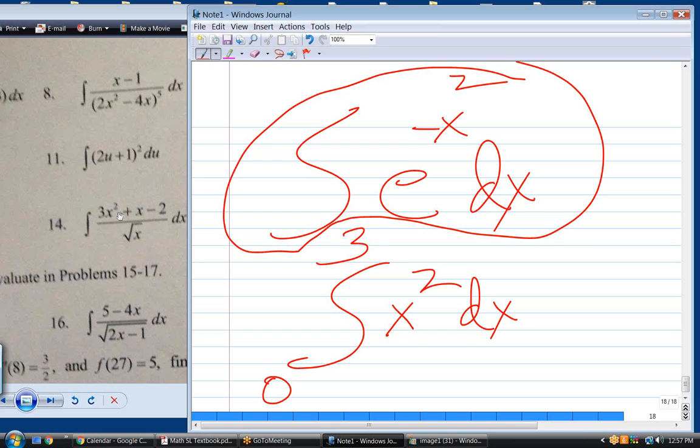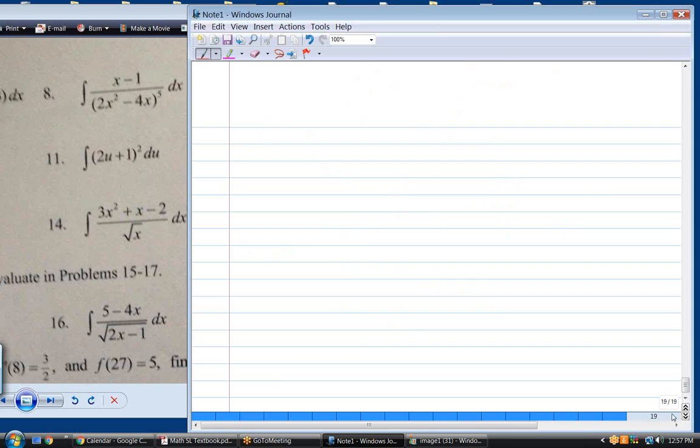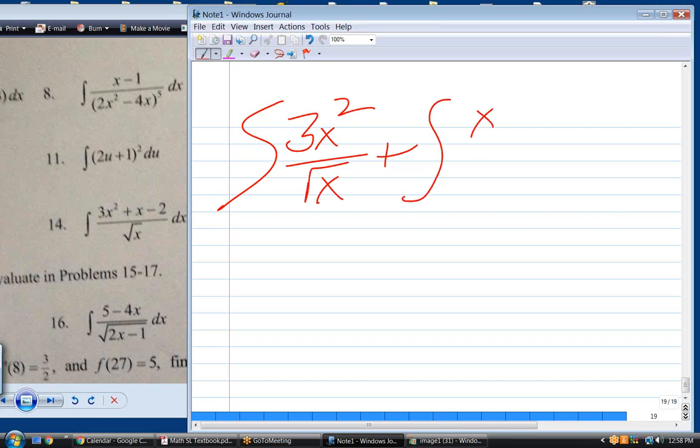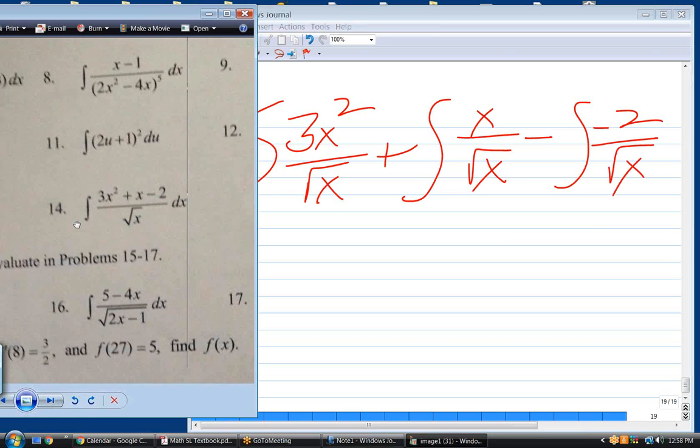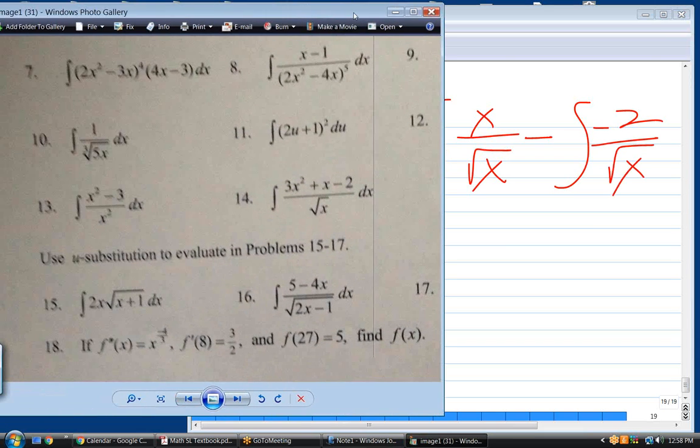Okay. Look at 14. We don't need to use U substitution on that. Why? Because I can break this into 3 integrals. It's this integral plus this integral minus this integral. And that's the same for 13 too, right? Well, I hadn't looked at 13. Let me look. Yes. Right.